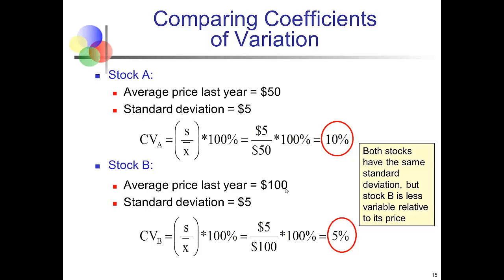Now, we don't have the same means, so the only way we can talk about relative variation here is to use the CV. We're going to take the sample standard deviation, divide by the mean, multiply it by 100% to turn it into a percent. So $5 divided by 50 times 100 is 10%. 5 over 100 times 100% gives us 5%. Both stocks have the same standard deviation, but stock A is relatively more risky, has relatively more variation in it, right? That 5 is bigger compared to 50 than 5 is compared to 100.